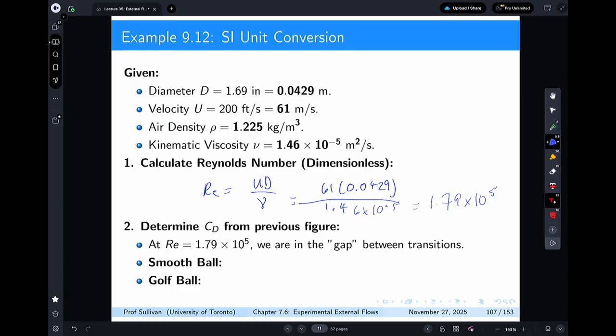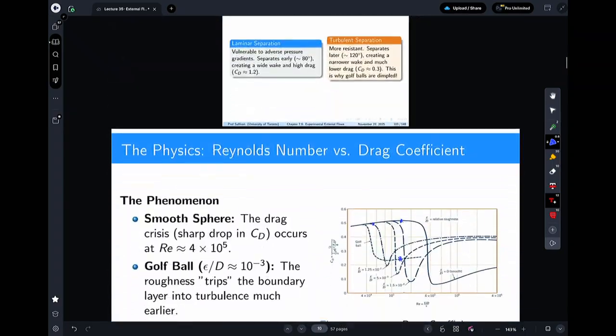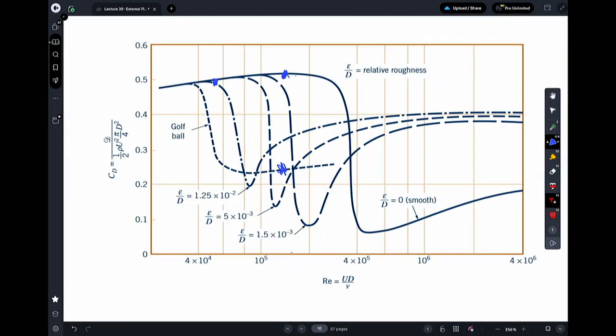So if we do that for a smooth ball, we can calculate from the previous figure C sub D equals 0.51, and for the golf ball C sub D is approximately 0.25. And that's coming off of this curve, and I have helpfully already drawn in those points for this particular example. If you look at this example, you can see that the golf ball has hit a region with low drag versus the smooth ball over here. So this is one of the reasons why you do these changes.